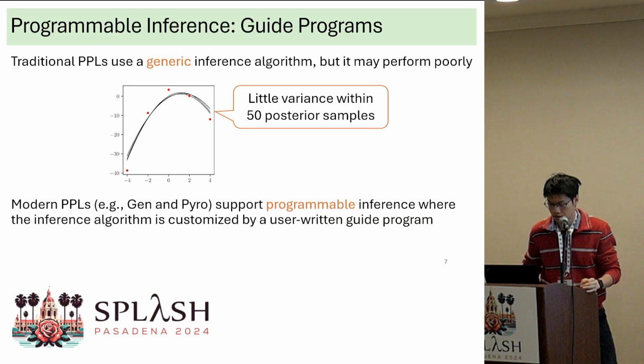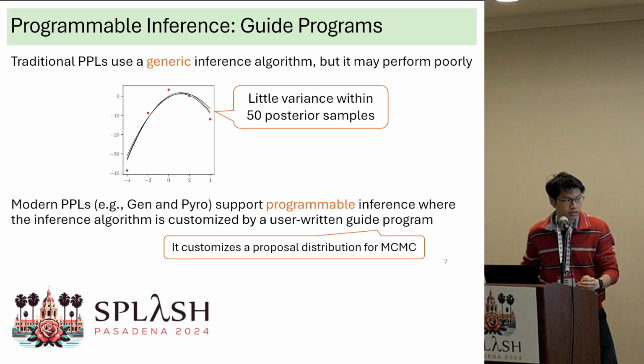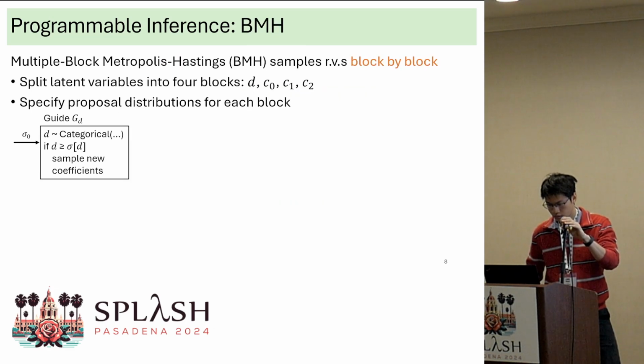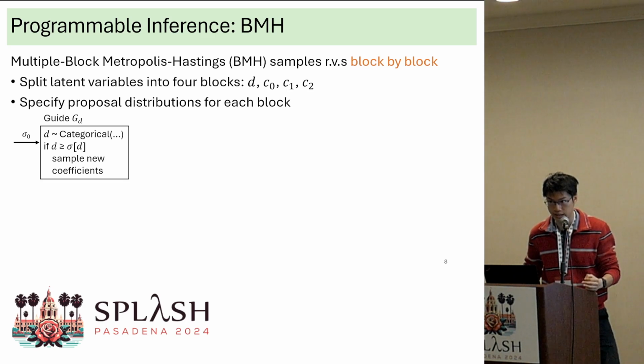To this end, modern PPLs such as Gen and Pyro support programmable inference, where the inference algorithm is customized by a user-written program called a guide program. Specifically for MCMC, this guide program customizes a proposal distribution used in a Markov chain. In this work, we study a variant of MCMC called multiple block Metropolis-Hastings, or BMH for short, which samples random variables block by block.